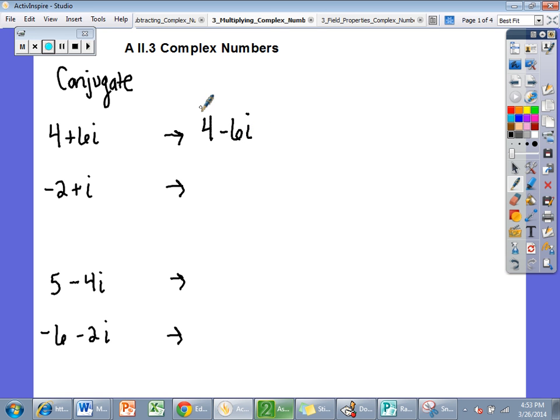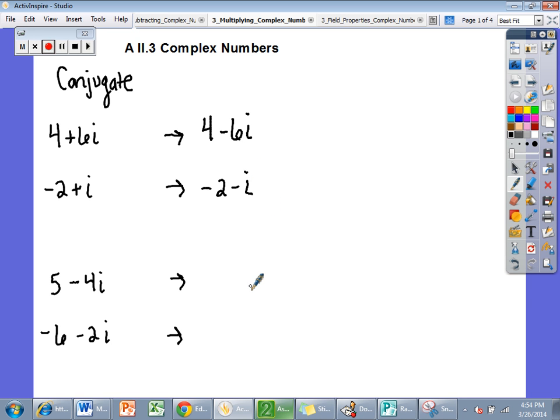Okay, the first part does not change. It's the second part, the imaginary part, that becomes its opposite. And so what happens when you multiply them together, you're going to get a real number, and that's the whole purpose of having conjugates. So the conjugate for negative 2 plus i would be negative 2 minus i.